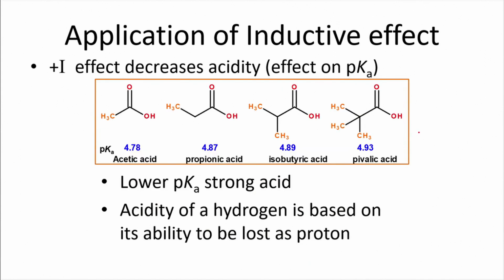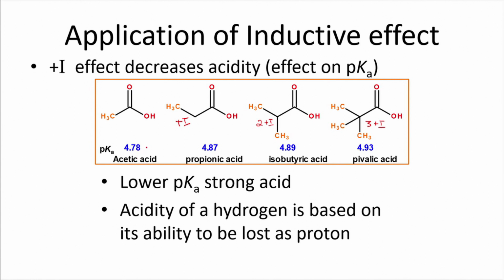There is also another application here. We saw in the beginning of our inductive effect, we compared the acidity of acetic acid with various halogen substituted acetic acids. Here we are looking at acetic acid and methyl substituted acetic acid. In this particular case, we have one methyl group substituted. We know methyl group is a plus I effect group. There is one plus I effect group, there are two plus I effect groups, and here we have three plus I effect groups.